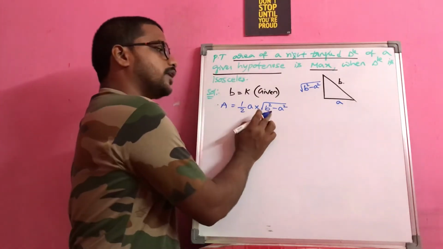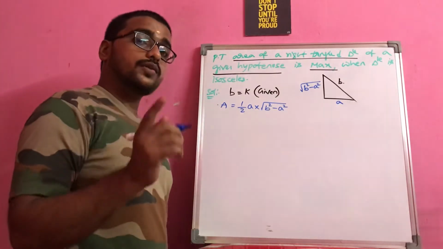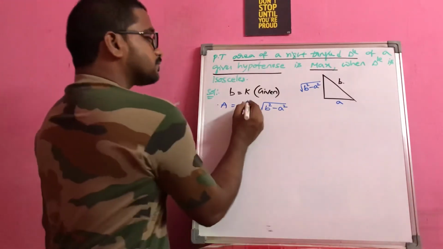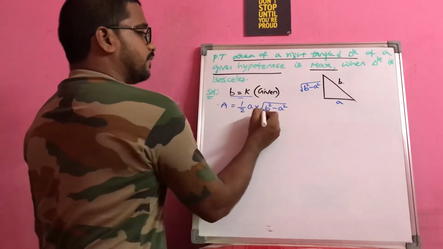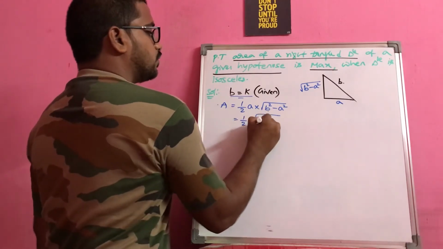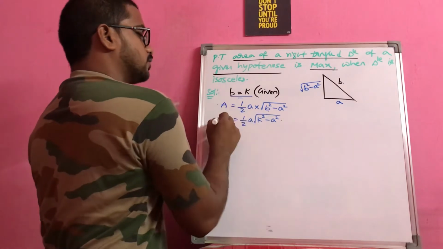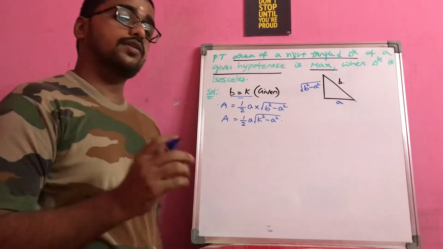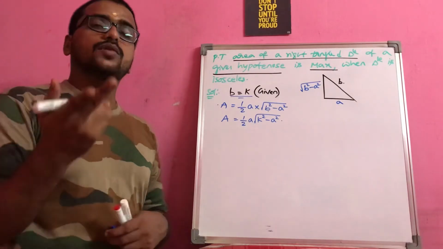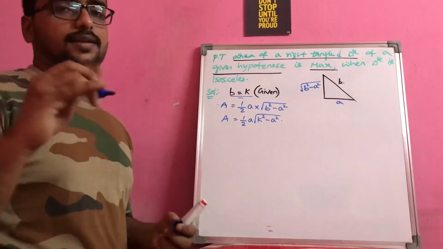We have two variables here. Are we actually having two variables or only one variable? That you have to understand. B equal to constant given, that means b is a constant, so half a root over k square minus a square. So k is a constant, so you are luckily having only one variable. In some questions you will get two variables, there you have to reduce into a single variable.